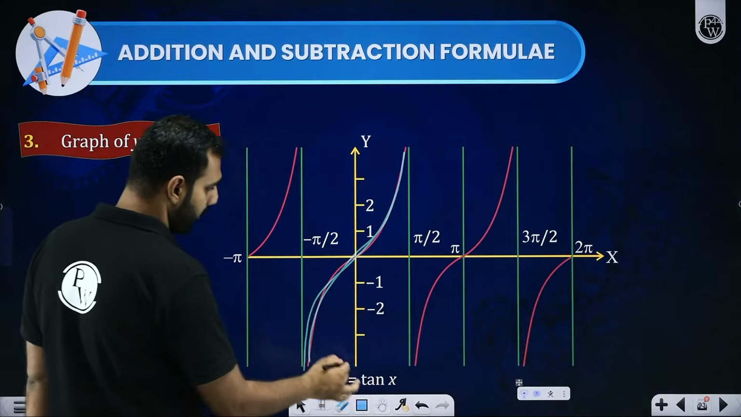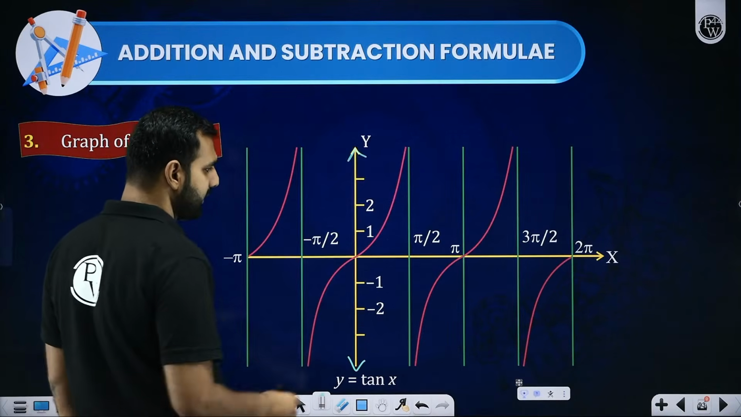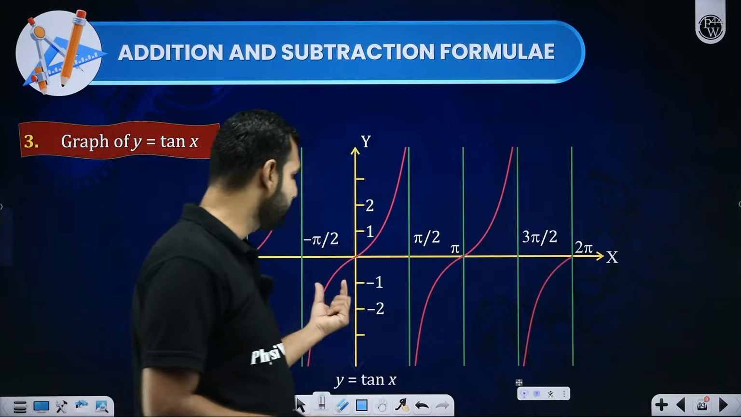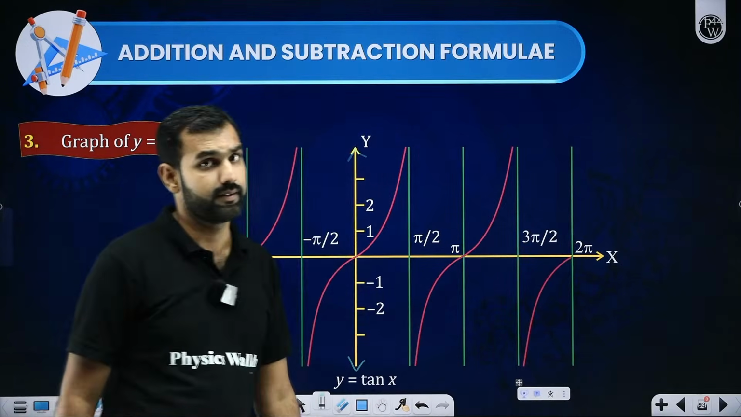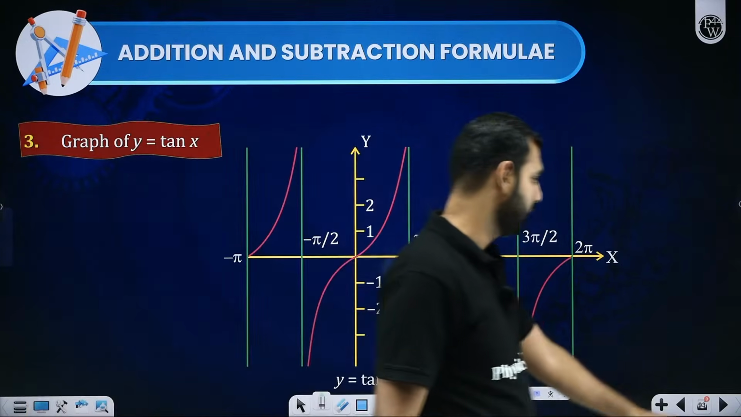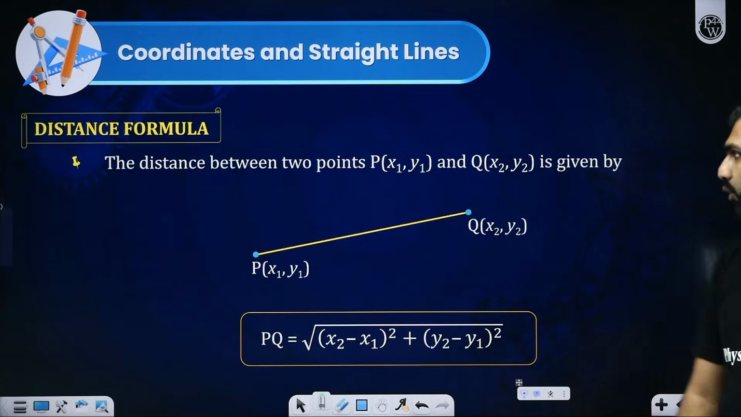And it goes from minus infinity to plus infinity like this. And this is a periodic function, so it keeps on getting repeated like this. This is how you plot the graph of tan x. Shall I move ahead from here?